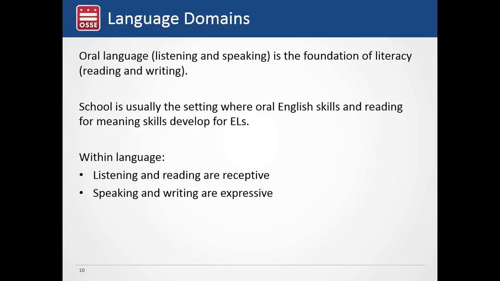So to recap, listening and reading are receptive, right? You're using your ears and your eyes to receive information that goes to your brain and gets processed. Speaking and writing are expressive and are easier to see in a student. Instead of receiving, you're taking information from the brain and putting it out. Whereas listening and reading are putting information into the brain. Speaking and writing are taking information from the brain and getting it out.